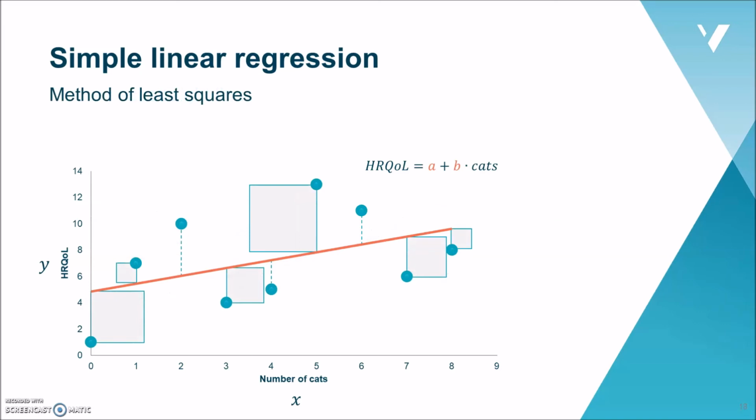There are several methods for finding the correct regression coefficients for our line. One commonly used method is called the least squares method. It involves finding a and b that minimize the sum of squared distances between each observation point and the regression line in our diagram. We usually leave a statistical software package to find the right regression coefficients for us. In this example, the regression coefficient a was estimated to be 4.8 and b was estimated to be 0.6.